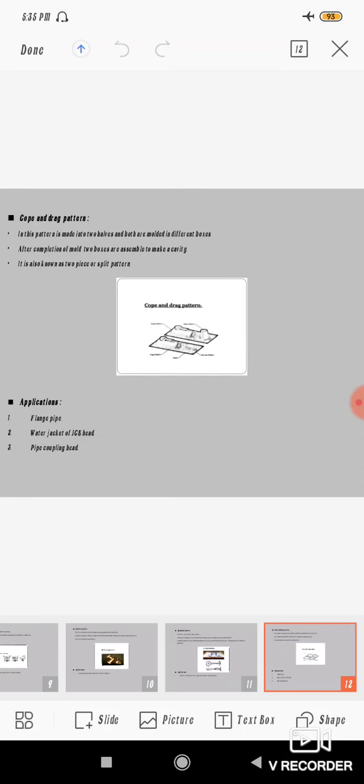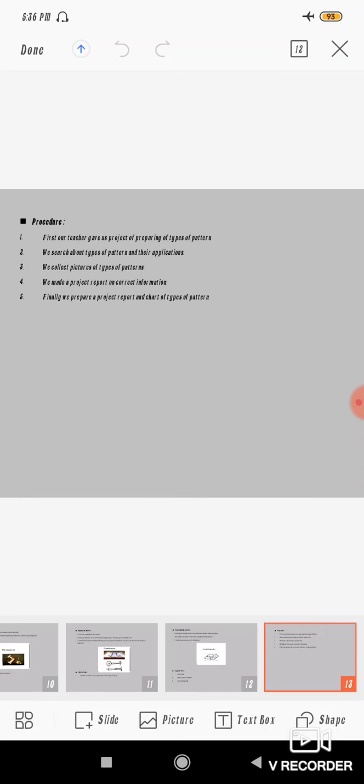Cope and drag pattern. In this pattern, the pattern is made into two halves and both are molded in different boxes. After completion of the mold, the two boxes are assembled to make a cavity. It is also known as two piece or split pattern. So this is the cope and drag pattern, and their applications are flange pipe, water jacket of JCB head, and last is pipe coupling head.